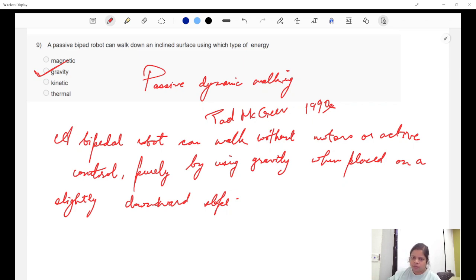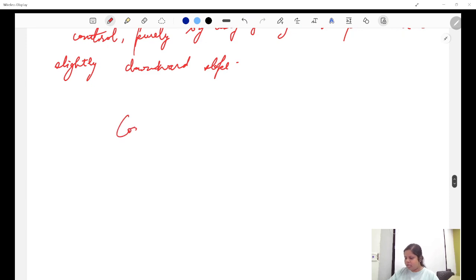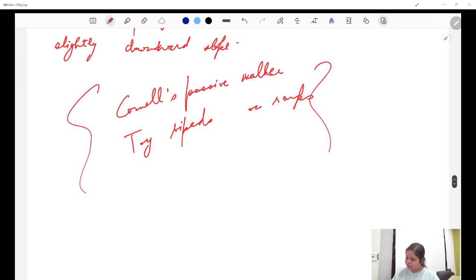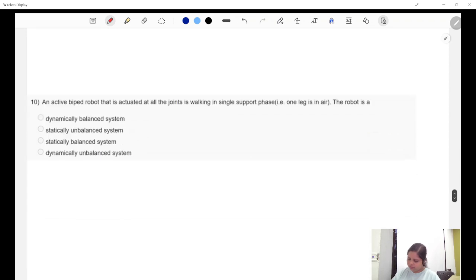Okay. So the examples are Cornell's passive walkers, right? Then there are toy bipeds, which you have already seen, when they are placed on ramps. And then there are some energy efficient robots also. For example, Boston Dynamics Atlas and Agility Robotics Digit, these are the foundation of them, which actually helps in reducing the energy requirement. All right. So this is it about this. Now let's move to the next question.